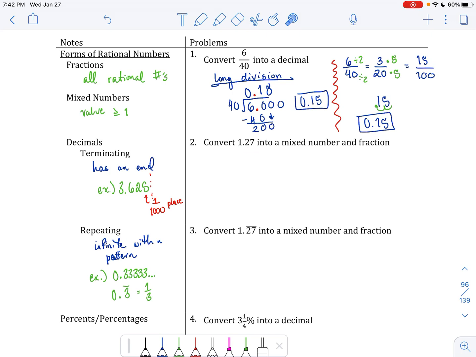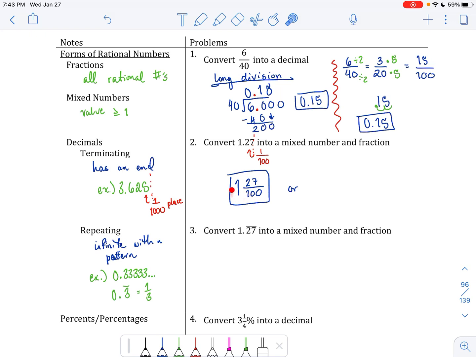Now, in number 2, convert 1.27 into a mixed number and a fraction. So again, they are different. We're asking for 2 different numbers. Now here, this is a terminating decimal that ends in the hundredths place. So that tells us that as a mixed number, we're going to have 1, the whole number, and 27 over 100. So you've got 1 as the whole number on the outside of the decimal, then 27 over 100 like this. So that's the mixed number.